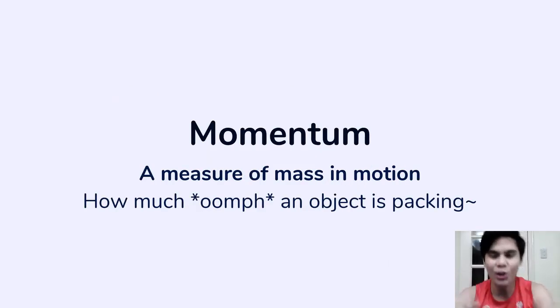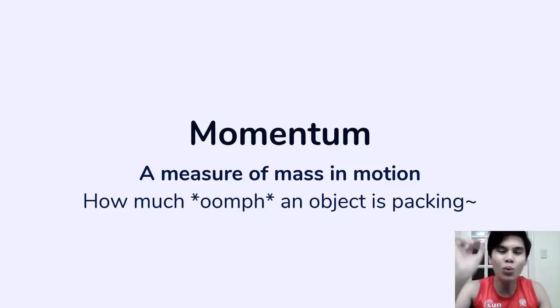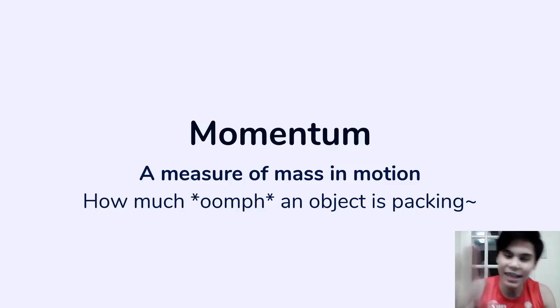Momentum is a measure of mass in motion. When you have an object, it has mass. It has a certain amount of matter, a certain amount of stuff. And the more stuff there is in it, the greater the impact, the more oomph an object is packing when it is moving. So that's what we mean when we say momentum. It's mass in motion.